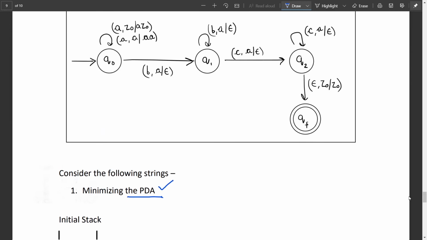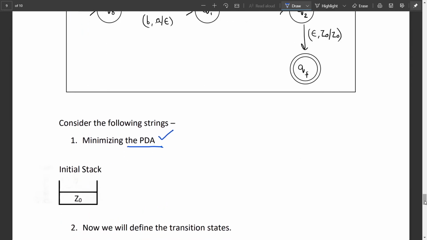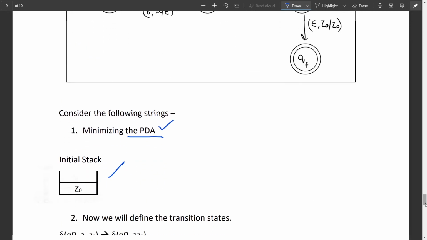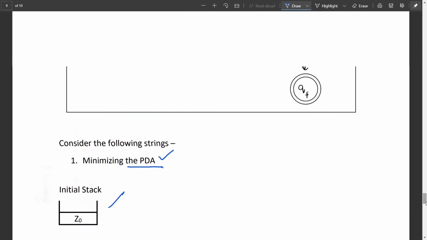So to now convert the PDA into a CFG, first we have to minimize the PDA that we checked above. This particular PDA is minimized, and this was the initial stack. Now we'll define the transition states. Like I told you at the starting of the video, we'll just follow that convention.